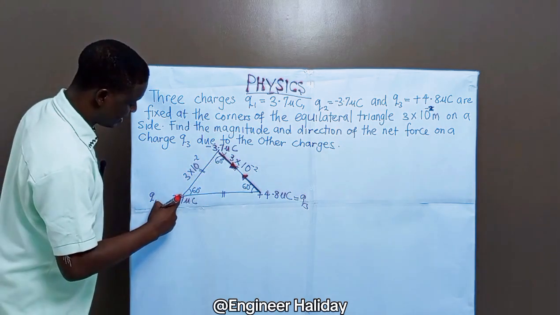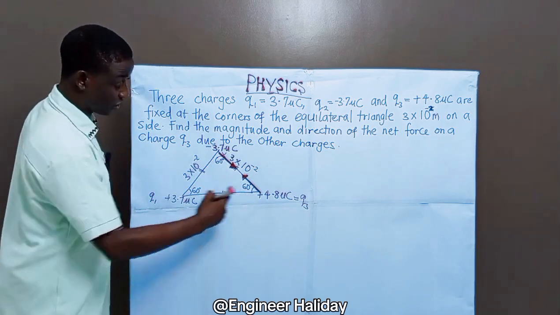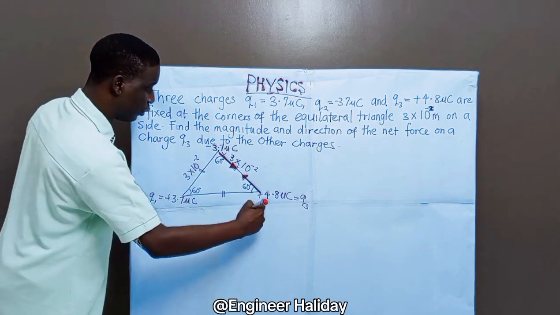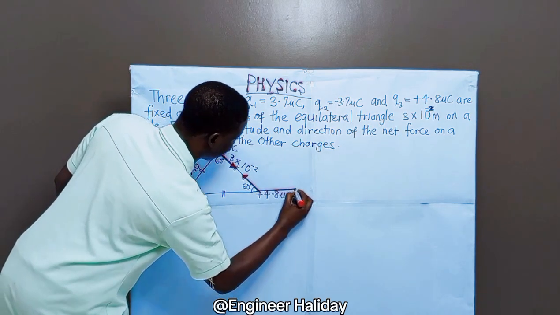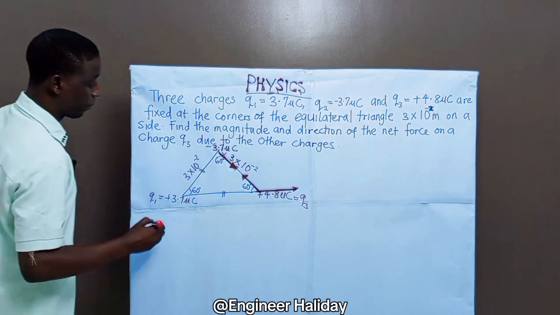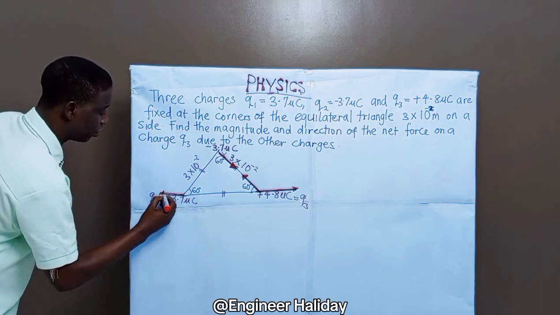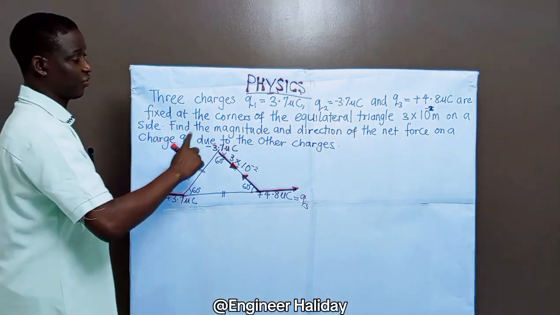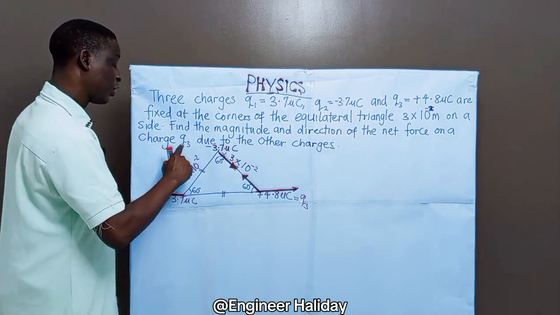Then this one is positive and this one is negative. Since Q3 is positive, what influence will Q1 have on Q3? It will repel along the line of action this way. This one also repels along the line of action. But we are not interested in this, so it is cancelled, because we have to follow the instruction. It said calculate the net force on Q3.